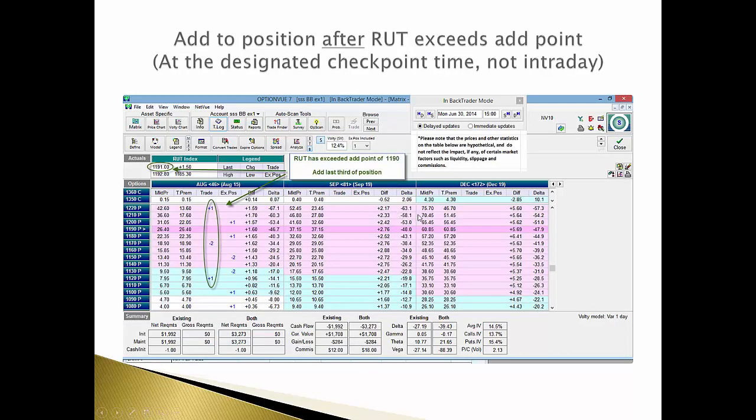I sit in that position until June 30th. Finally, Russell has exceeded my add point of 1190. Again, I'm not overly interested in jumping in the moment it hits 1190, but in this case it's towards the end of the day, near my checkpoint time. I'm certainly over 1190. I come in 20 points higher than my 1150 butterfly. I add my 1170 butterfly shorts, and I have my 50-point wing longs.